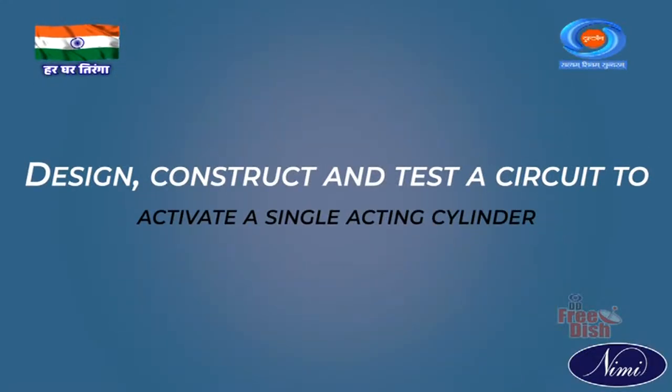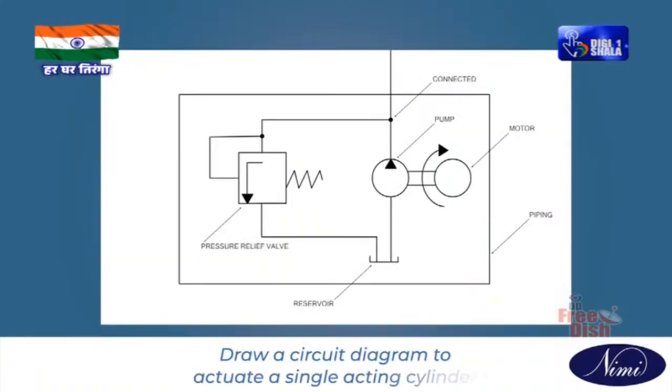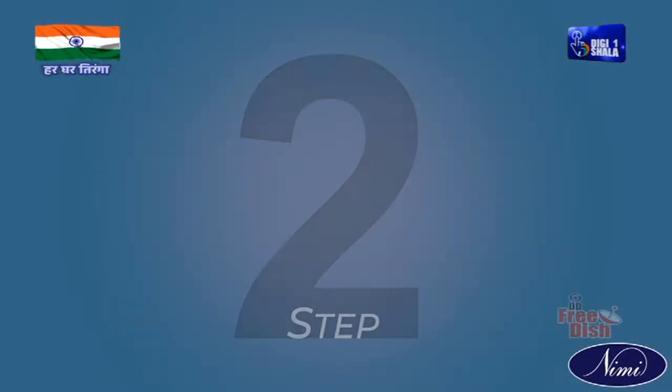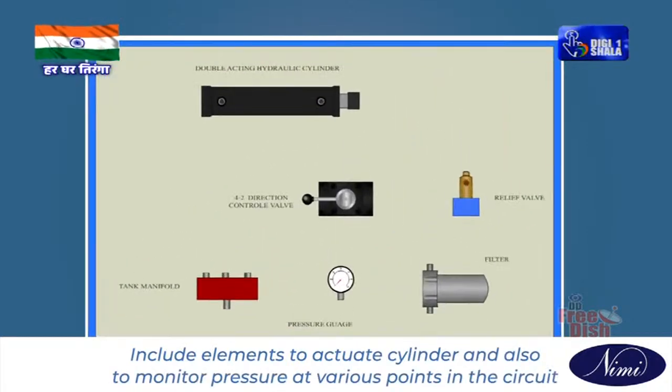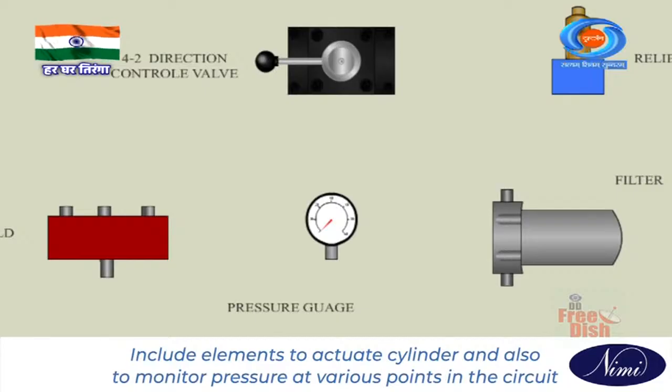Design, construct and test a circuit to activate a single acting cylinder. Step 1. Draw a circuit diagram to activate a single acting cylinder in the given format and get the approval of instructor. Step 2. Include elements to activate cylinder and also to monitor pressure at various points in the circuit.